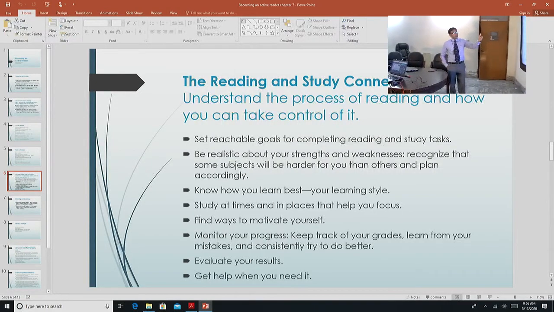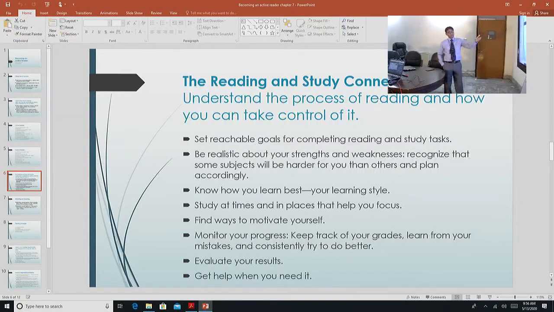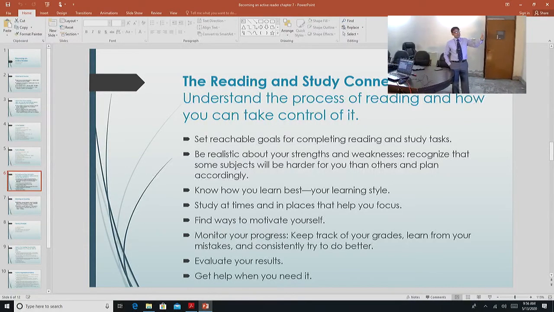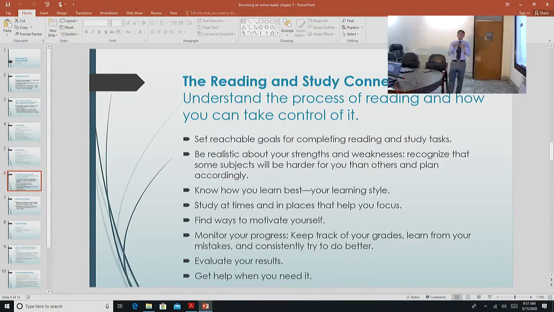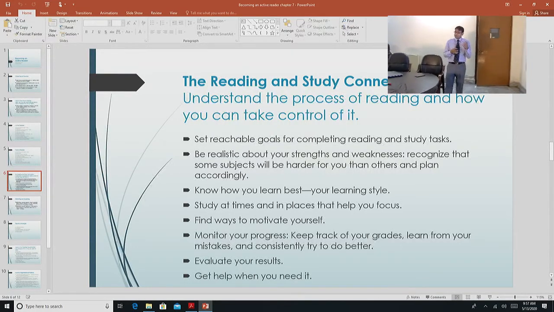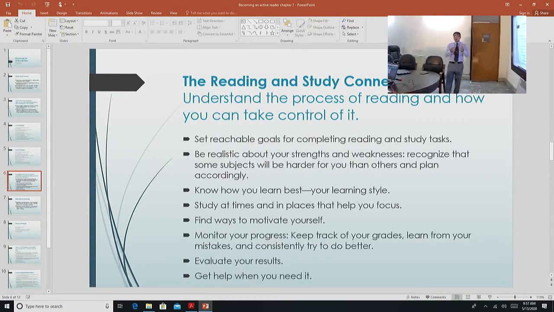So be realistic about your strengths and weaknesses. Recognize that some subjects will be harder for you than others and plan accordingly. Of course, for some students, some subjects are difficult to understand and some subjects are easy to understand. So your motivation level, your strategies, your planning, all these things are very important.